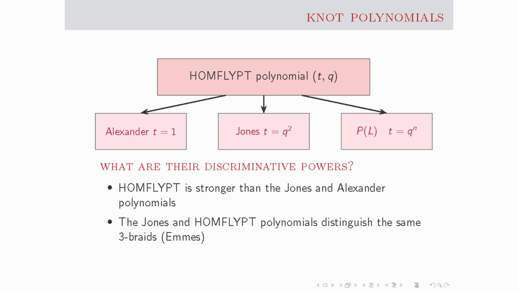But what we know is that the HOMFLY-PT two-variable polynomial is a strictly stronger invariant. It's a two-variable polynomial that specializes to the Alexander polynomial when you plug in t equals 1, and to the Jones polynomial when you plug in t equals q squared. So we know it's a stronger invariant, so it can distinguish more knots, but it's also more complicated to compute. Then the question becomes, can we tell when we need the HOMFLY-PT polynomial? By the way, PT is for Przytycki-Traczyk; I have to say that in Poland, and he is my advisor.